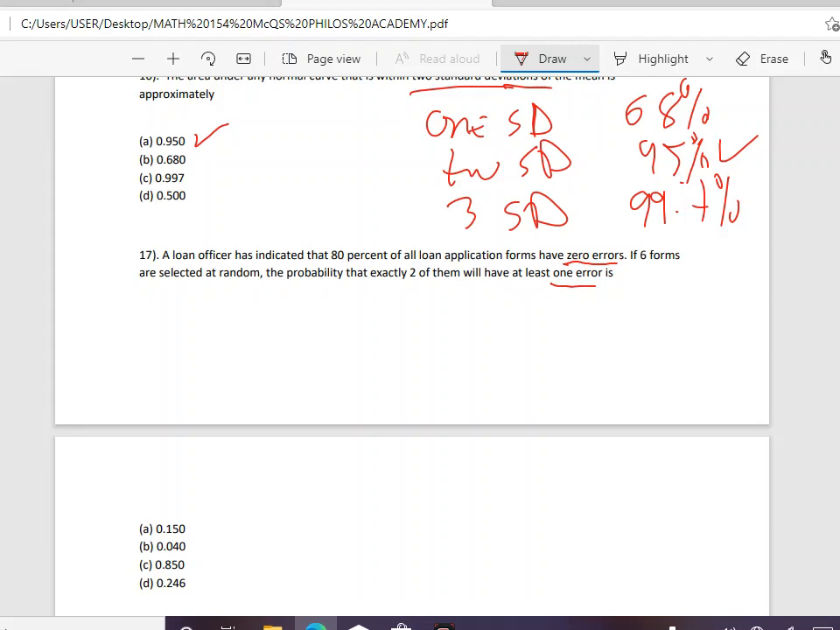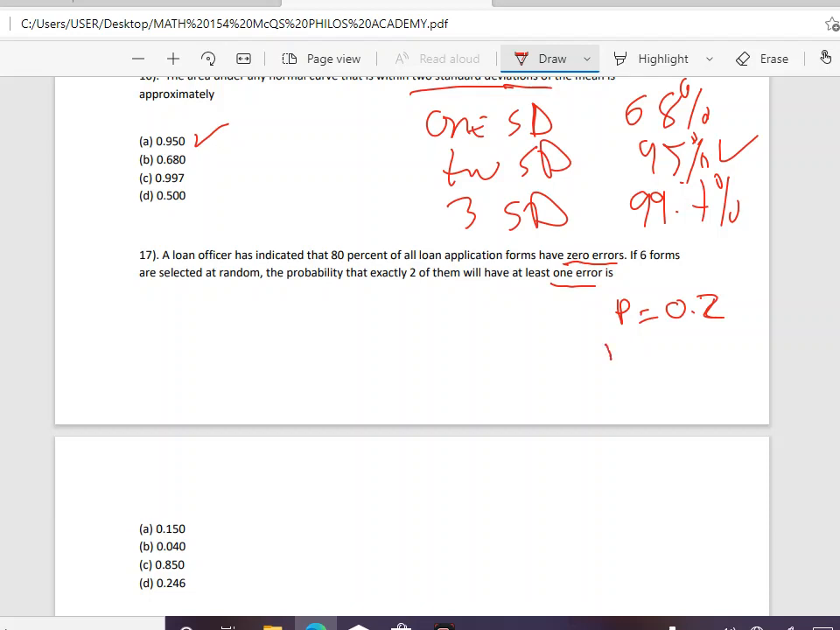Are you following? Now, if 80% have zero error, that means 20% have at least one error. Do you get it? Meaning that 20% have at least one error. So the probability of at least one error is 20%, which is 0.2. The probability of a success, for at least one error, is 0.2.